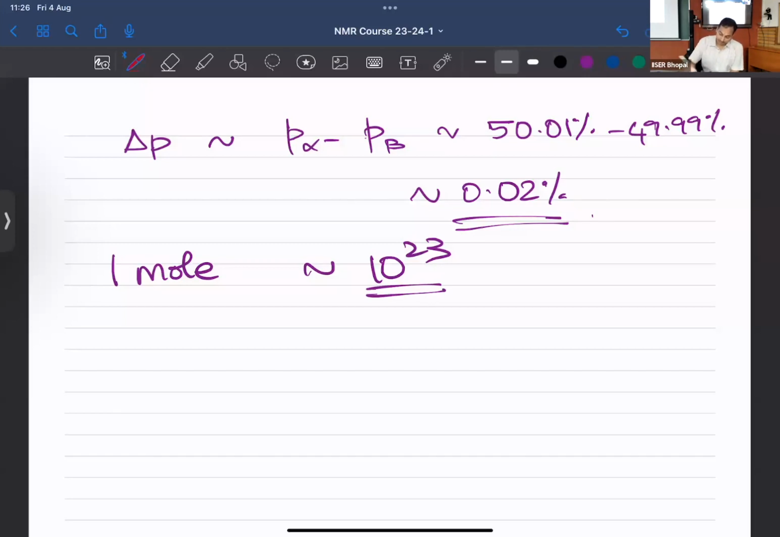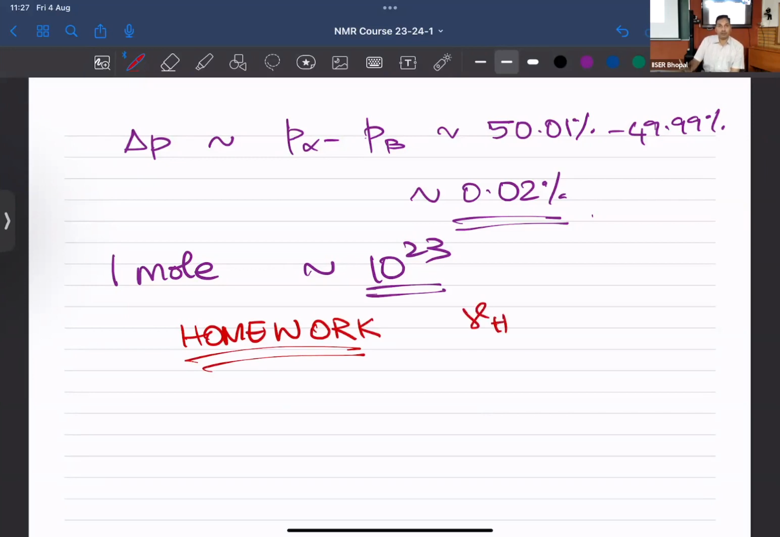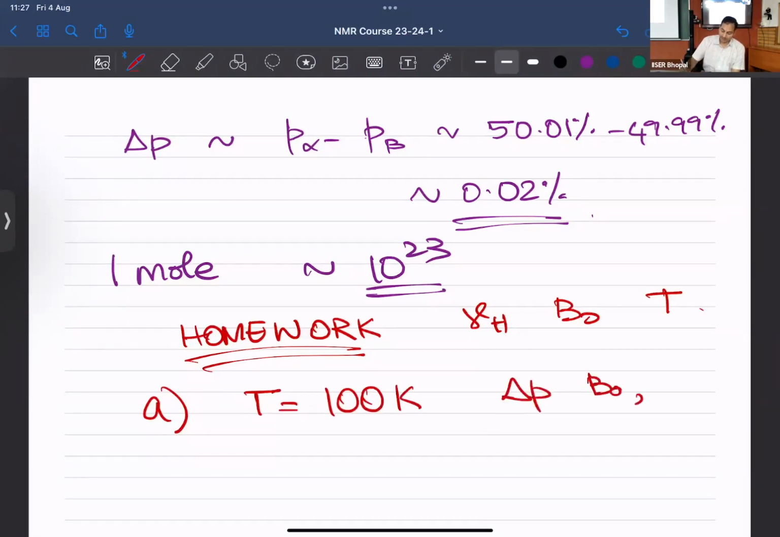There's an exercise that I want you guys to do. The homework is going to be: in this example, we assumed the value of gamma for proton, the value for B naught, which is the magnetic field, and of course, a temperature. As a first exercise, change the temperature to 100 Kelvin and tell me what the population difference is for the same B naught and gamma H. All I'm asking is to reduce the temperature from 298 Kelvin to 100 Kelvin and tell me whether there is a discernible difference.